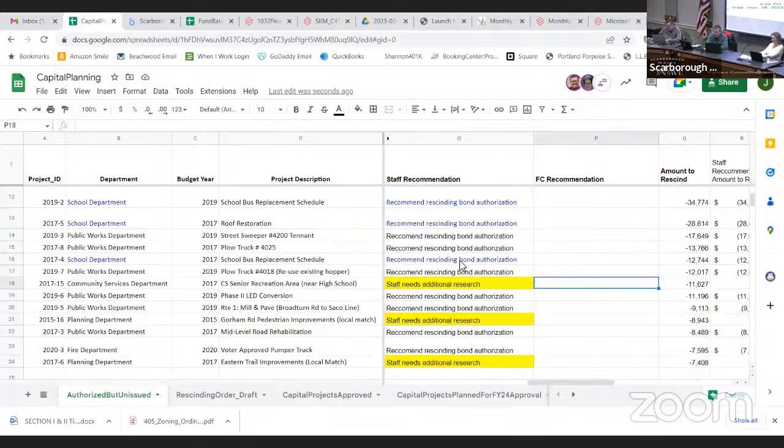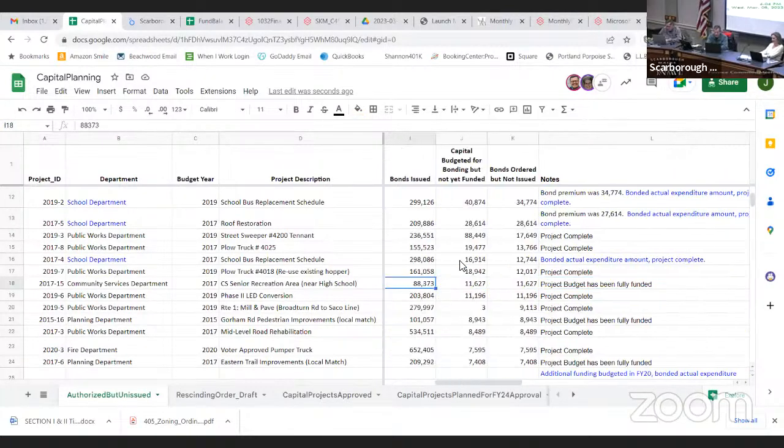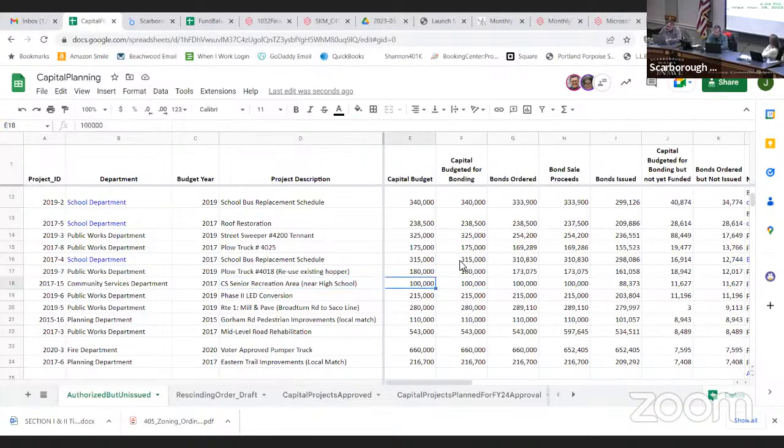The senior recreation area, that's another one where the project budget was 100,000. We ordered bonds for 100,000. We received proceeds for 100,000. We only had to issue 88,000 of bonds. So there's an authorization still out there for 11,000.